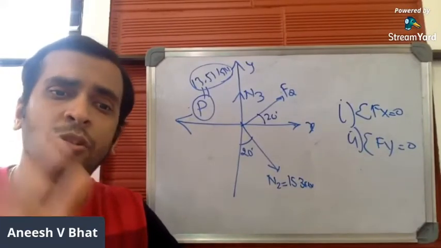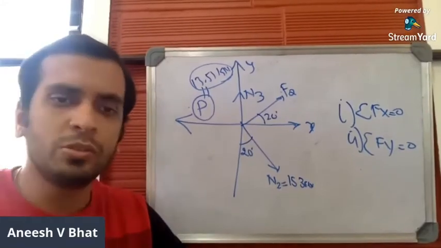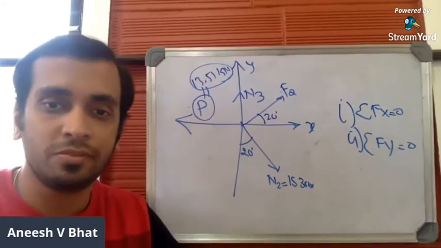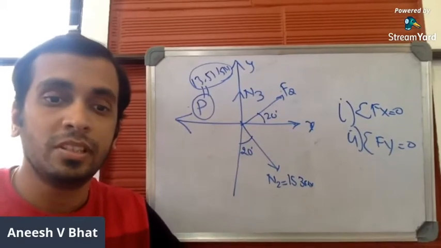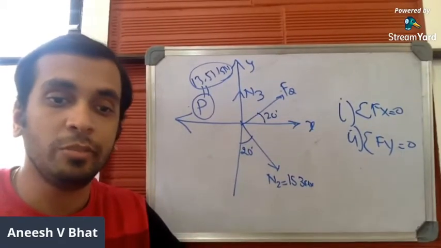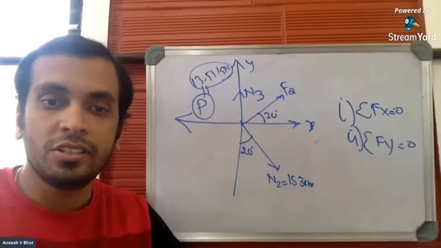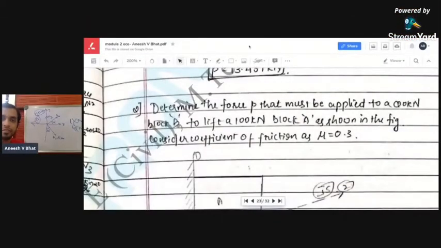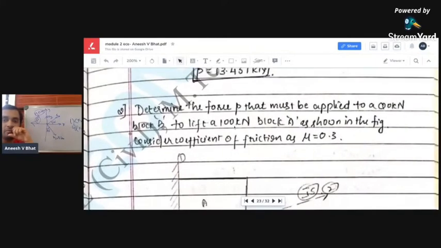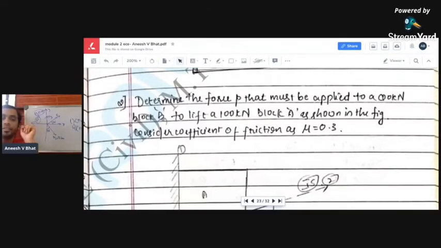So let me show you the other problems as well. You can go through the notes. It will follow the same steps. I'll just share the screen and show you the other problems. So this is the next problem: determine the force P that must be applied to a 20 kilonewton block B to lift another block of 100 kilonewton as shown in the figure.